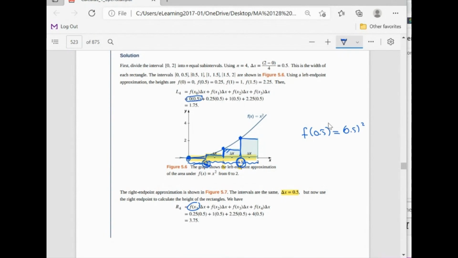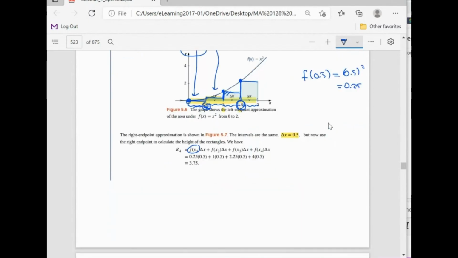So this is the area of the first rectangle, which is 0. The area of the second rectangle is 0.5, which is the width, times 0.5 squared, which is 0.25. So the height and the width, you can just find an approximation. In this case, the left points give 1.75.